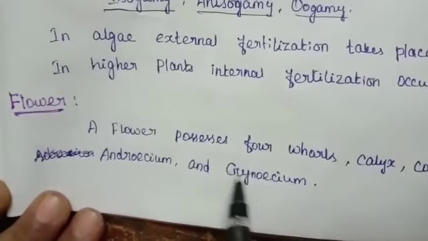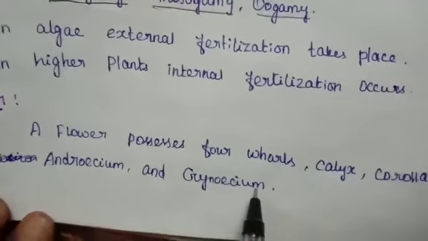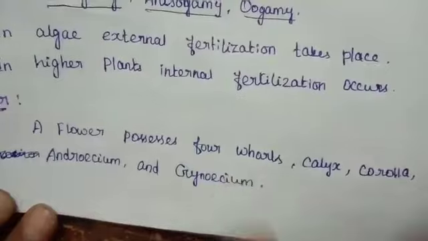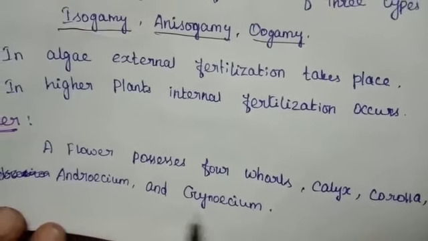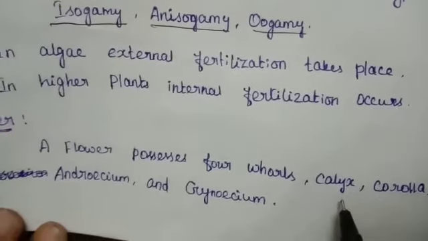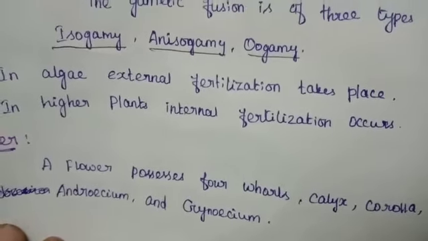So next, flower. You know very well the parts of a flower. The flower possesses 4 whorls, which means calyx, corolla, androecium, gynoecium. You know very well the parts of the flower: calyx, corolla, androecium, gynoecium.